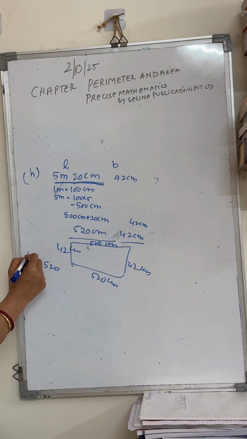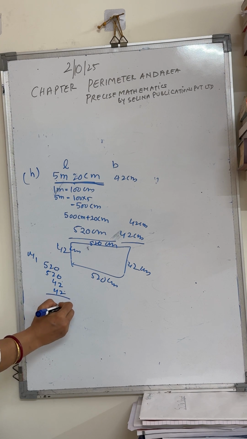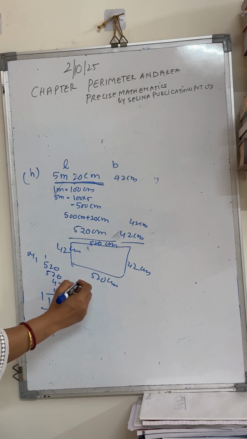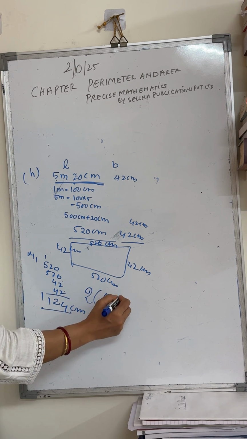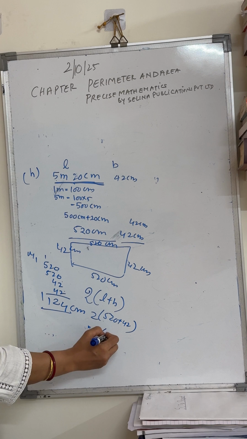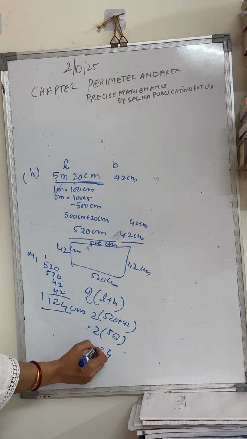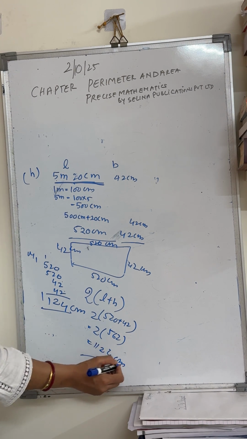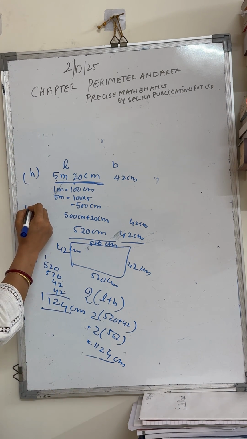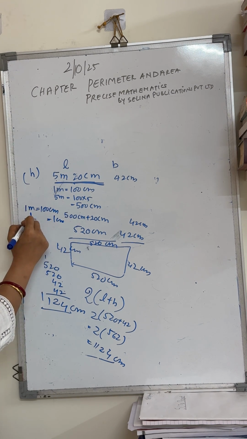Then method 1 can be simply add all, everything. 4, 8, 4, 12. This is in centimeter. And the second can be 2 times L plus B. What is L? 520. What is B? 42. Now if you solve, it is 5, 62. See, centimeter. Now if you want to convert them into meter, you can do it. As I said, 1 meter is equal to 100 centimeter. And if you reverse, 1 centimeter would be 1 upon 100 meter.